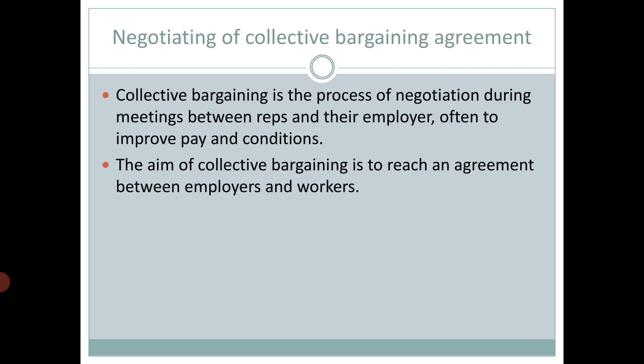Next part is negotiating of the collective bargaining agreement. Okay, see, negotiation is a tool which is used in collective bargaining. What is it? Collective bargaining is the process of negotiation during meetings between representatives and their employer, often to improve pay and conditions. The aim of collective bargaining is to reach an agreement between employers and workers.